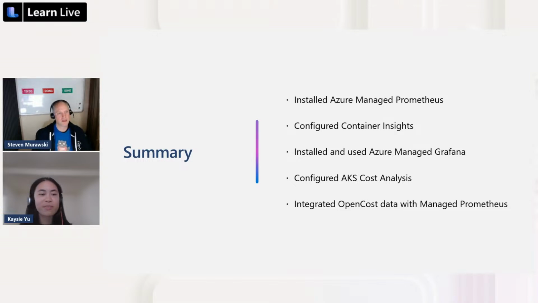So just to recap what we covered today, we've installed managed Prometheus, we configured Container Insights, we installed and used Azure Managed Grafana, we wired up AKS Cost Analysis, and we looked at taking that OpenCost data and exposing it to managed Prometheus. Therefore, it could be used in Grafana or really any other tool. We could still use it in Azure Monitor, in queries directly against Azure Monitor. Azure Monitor also now, with managed Prometheus, supports the PromQL query language. So you could do Kusto or you could do PromQL queries against that data, which is pretty cool.